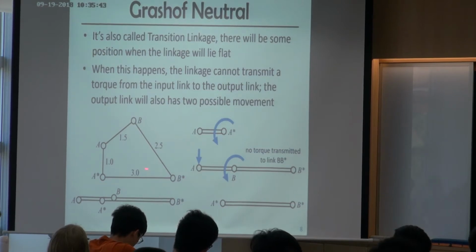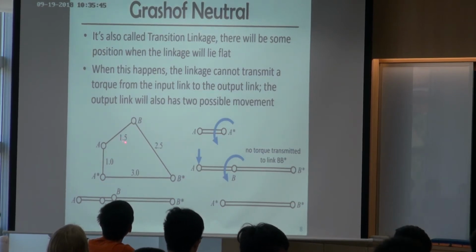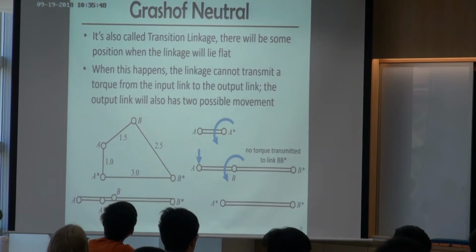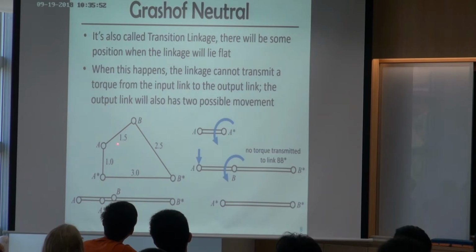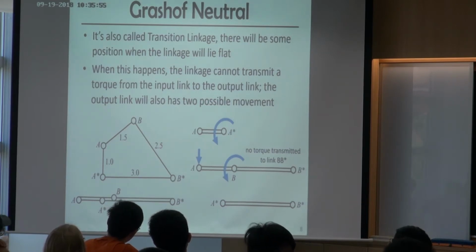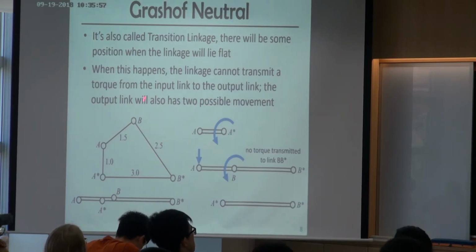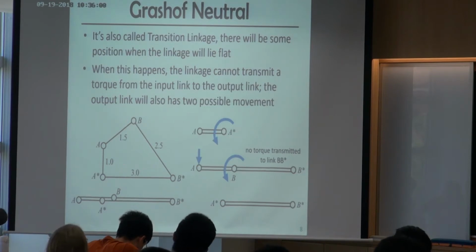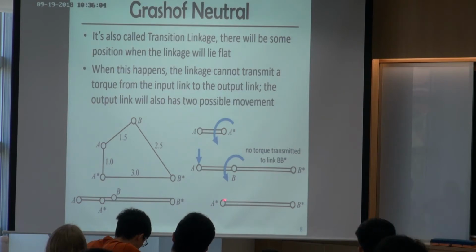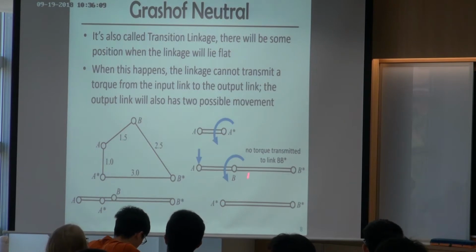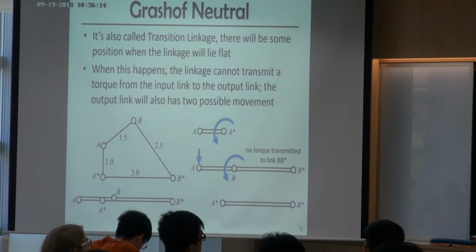You can see the longest one is 3, the shortest one is 1, and P and Q are 1.5 and 2.5. You can see S plus L will equal P plus Q. They both equal 4. So at a certain position, they will become a flat line, like in this case. But when this happens, this mechanism is going to perform some unpredictable motions.